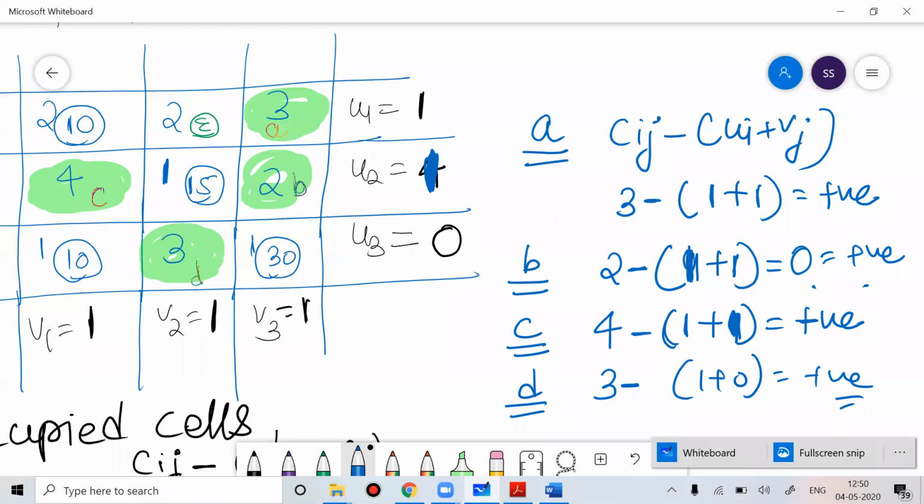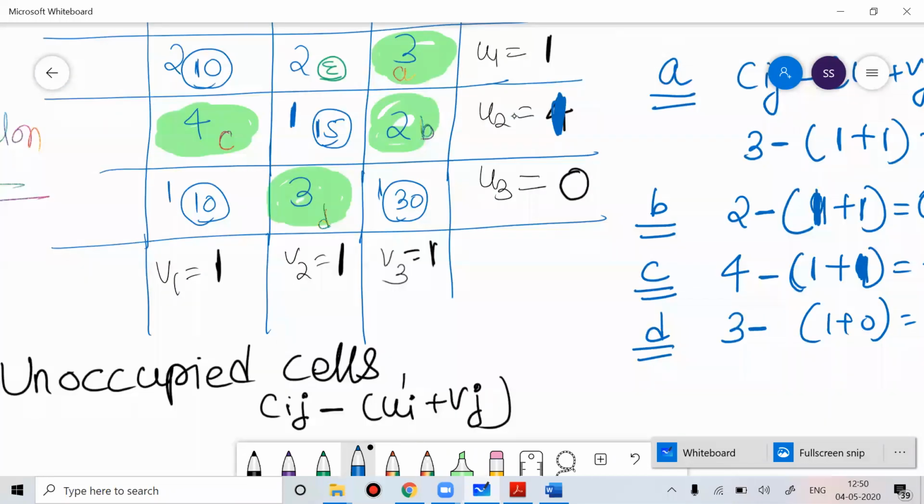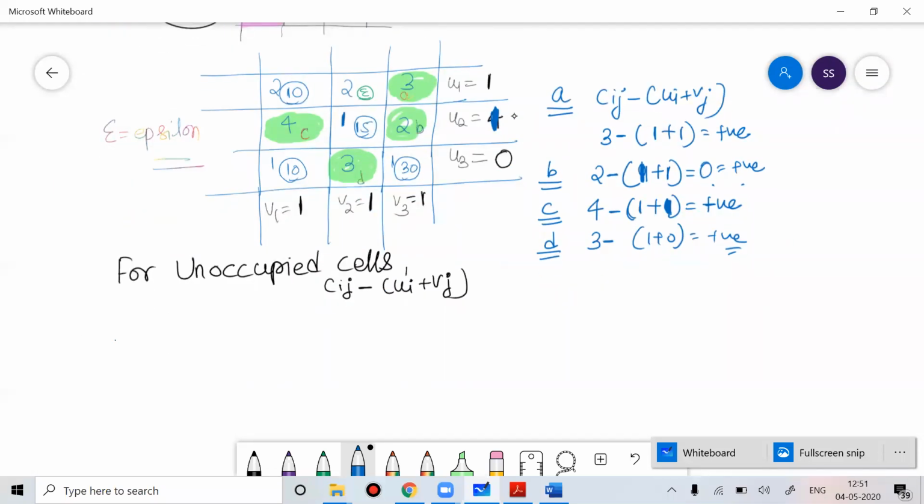Clear everyone? Anyone have a doubt? So now in this given solution, what you can see is that for all the unoccupied cells, you are getting positive values.